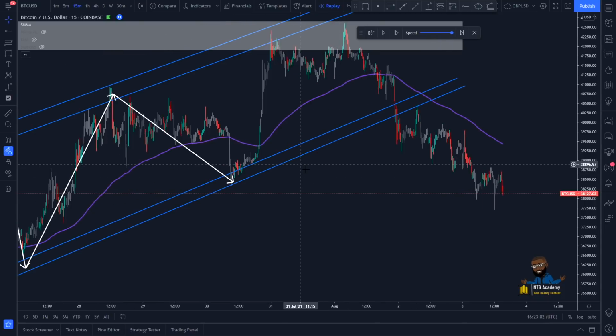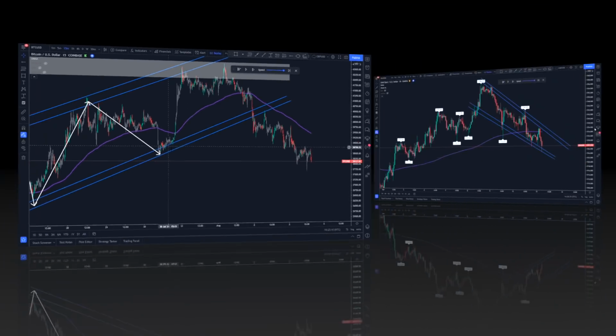All right. So I'm going to give you guys another example on gold on a falling pattern. So we'll be right back.